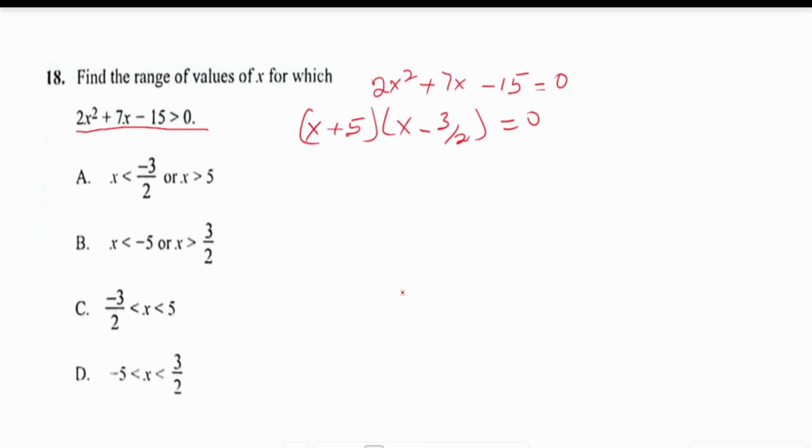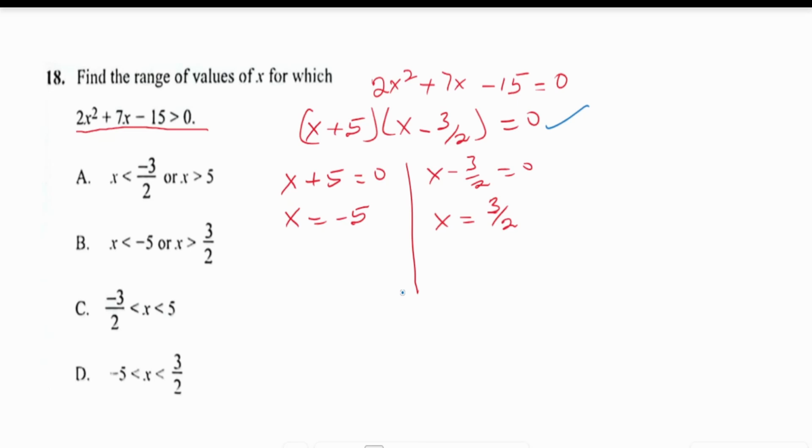And if you equate each of them to 0, you're going to get x plus 5 equal to 0, and then x will be equal to -5, or x minus 3/2 equal to 0, and x will be equal to 3/2 positive. And I just factorized this directly because, number one, this is elective maths and we are expected to have known how to factorize already.